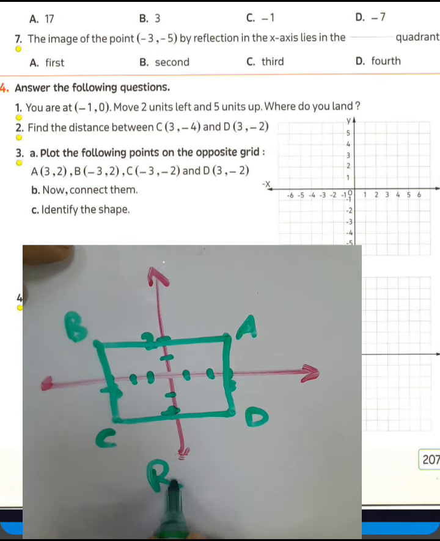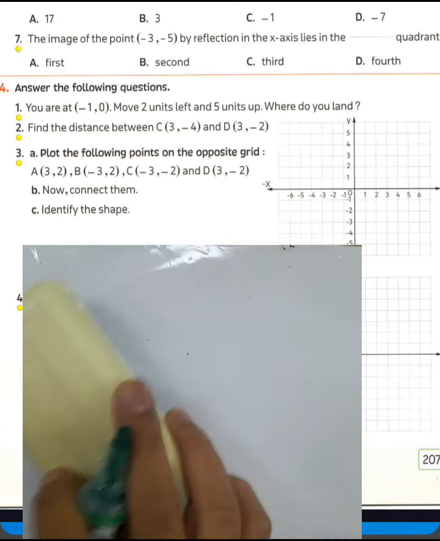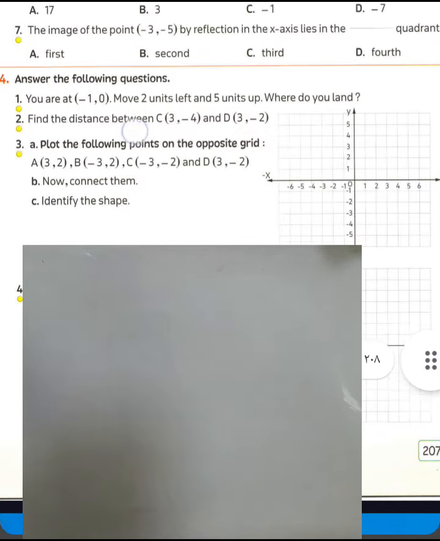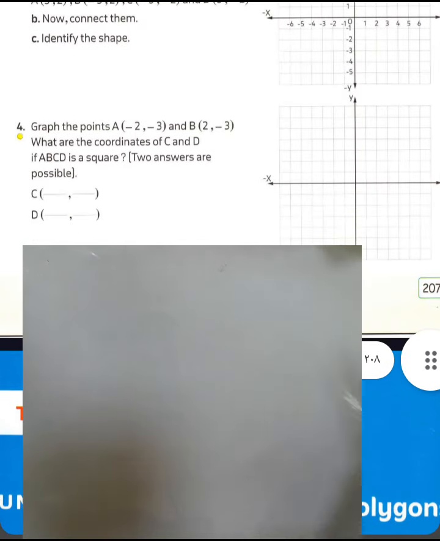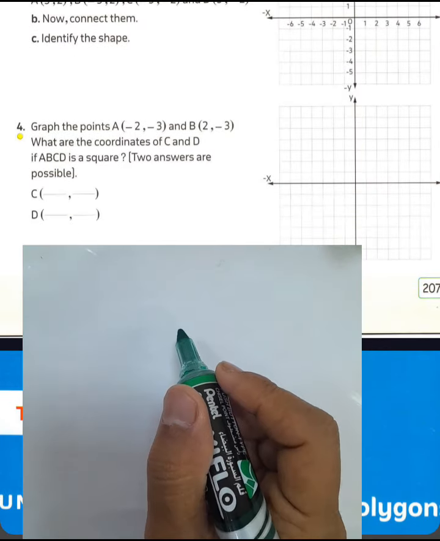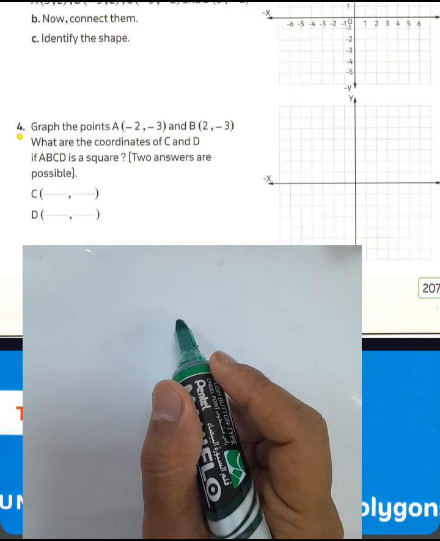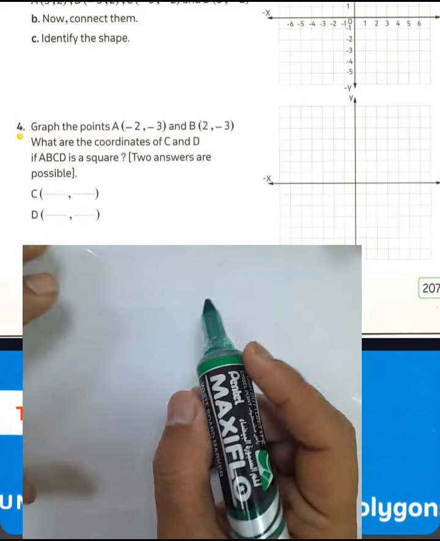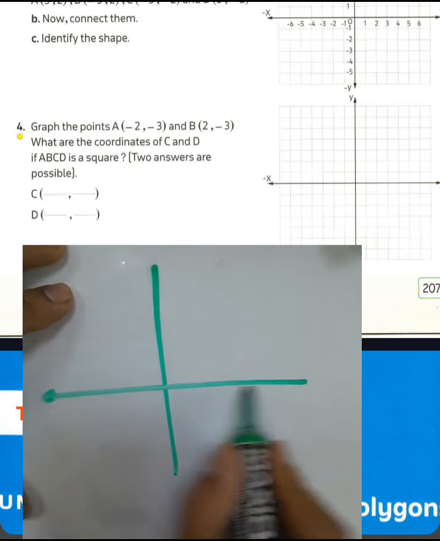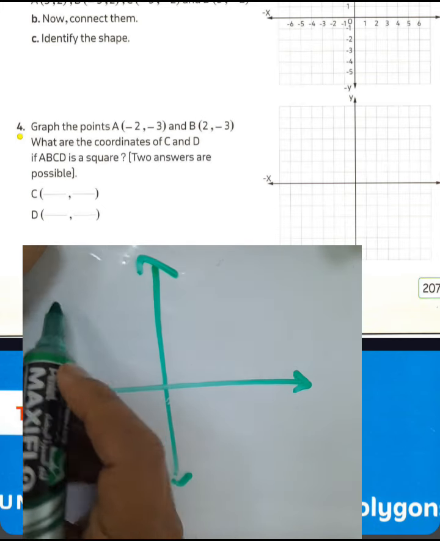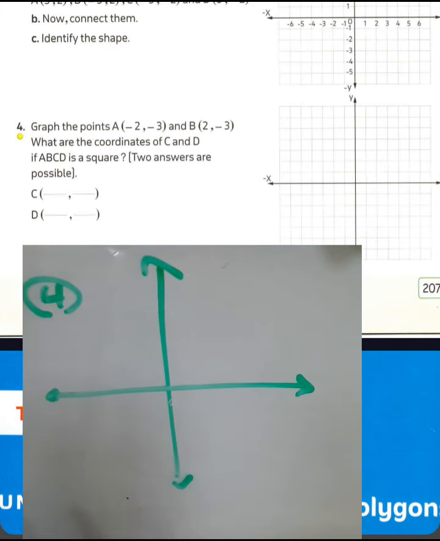Okay, we have a rectangle. Question number 4. Graph the points A and B. What are the coordinates of C and D to get a square? Okay, we will draw question number 4.